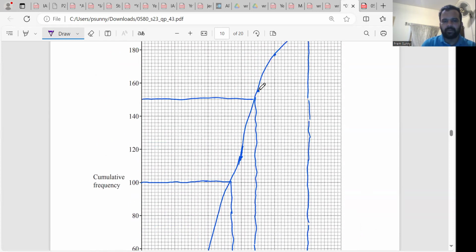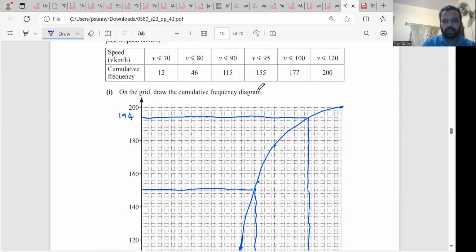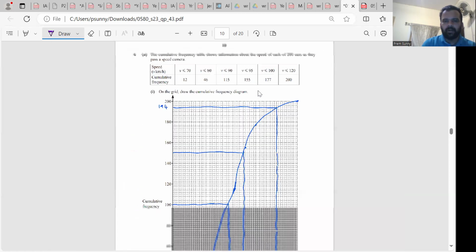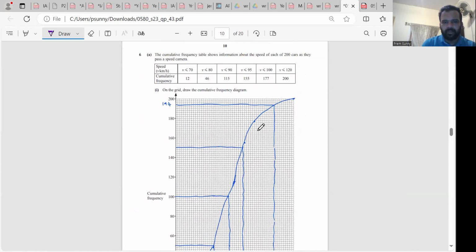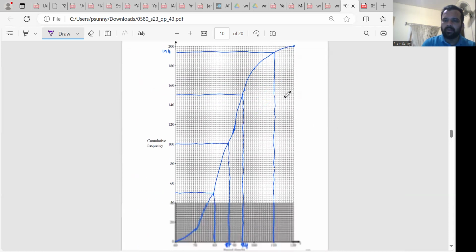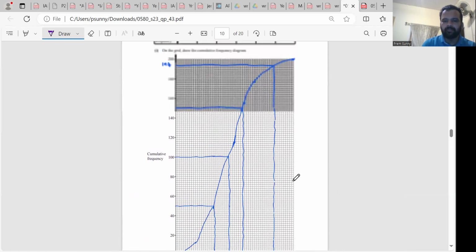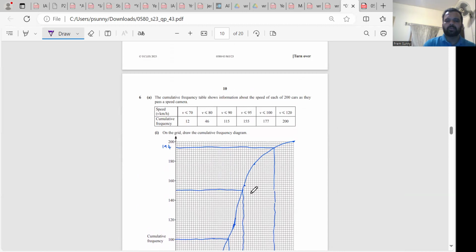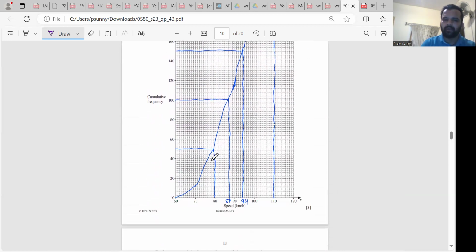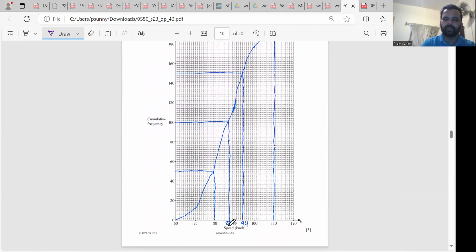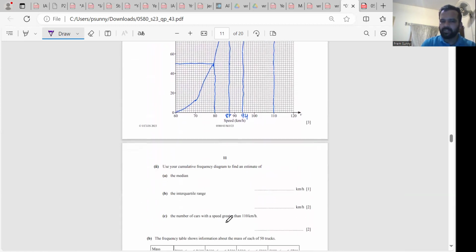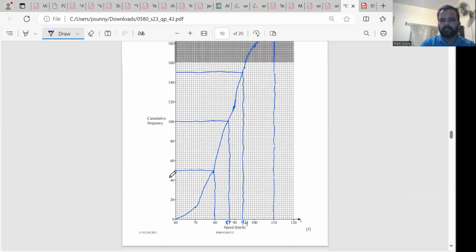95 and 155 is somewhere over here. And 100, 177. So this is 100, 100 and 177. This is the point, 120 and 200. So connect those points using a rough hand diagram. So we will give you the cumulative frequency diagram. Once the cumulative frequency diagram is done, use it to find an estimate of the median.